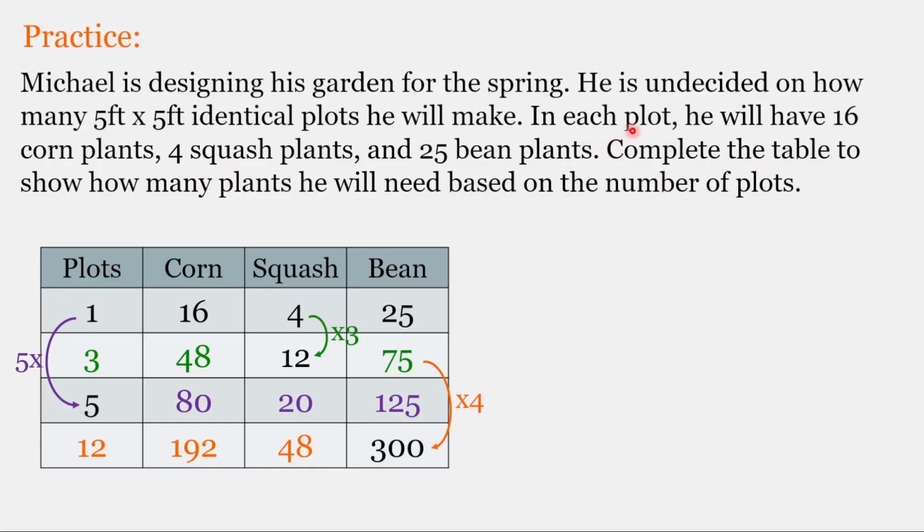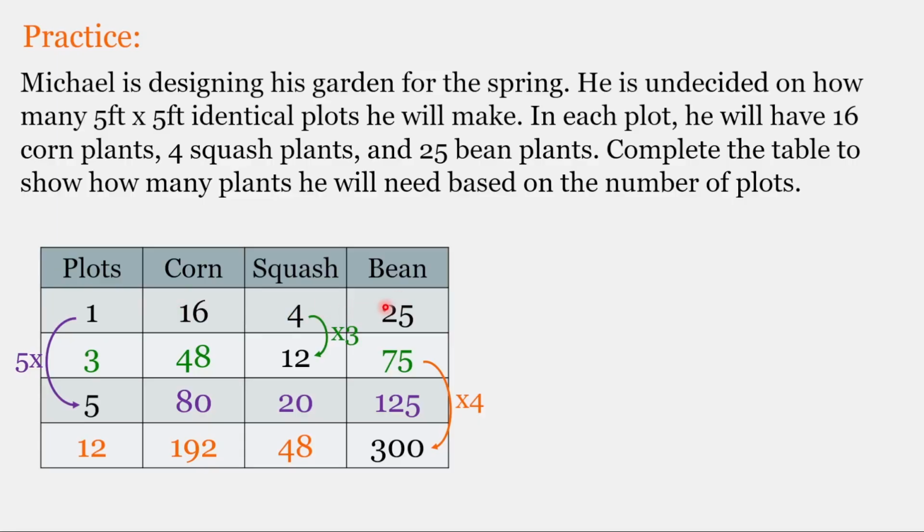Now for this problem, we were given the ingredients, the components of one plot. So for one plot, we need 16 corn plants, 4 squash plants, and 25 bean plants. And this information is on the first row of the table.